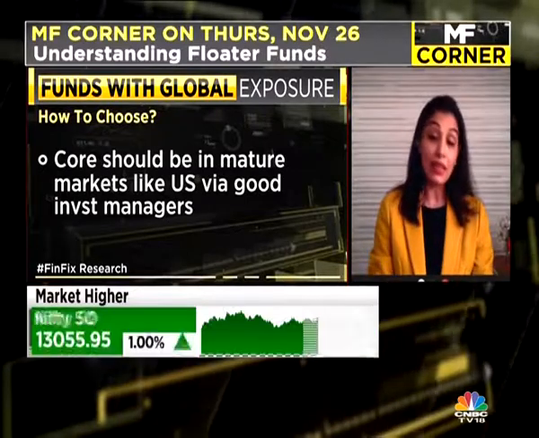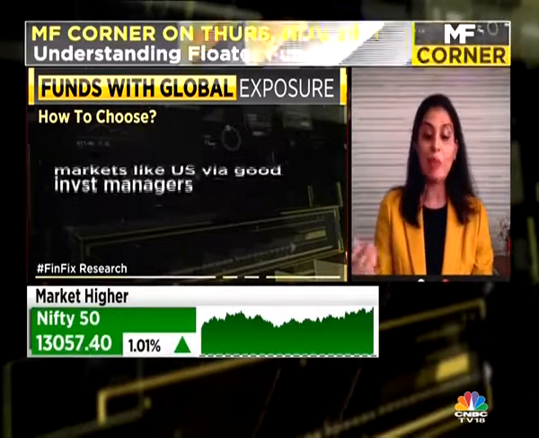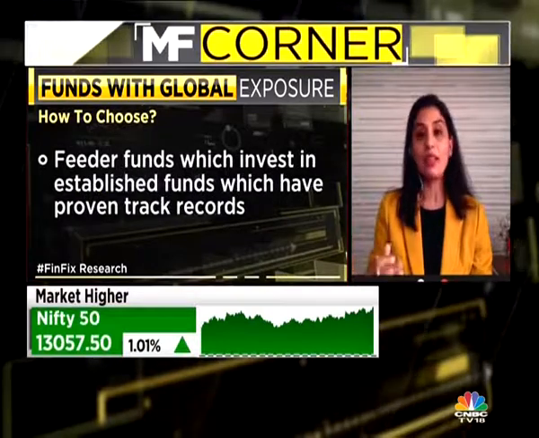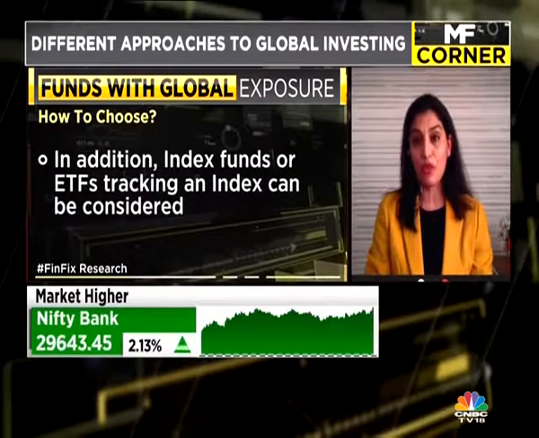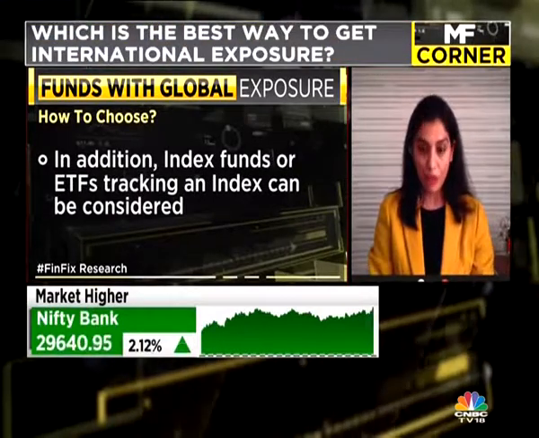And the second good way to invest abroad is simply to pick an index fund which is tracking a global index. So these two routes I would recommend if somebody wants to take a significant exposure abroad.